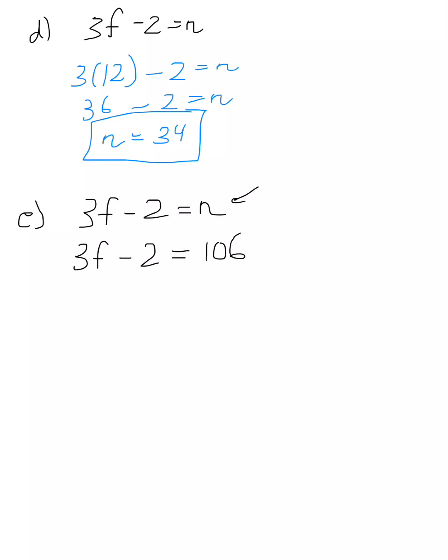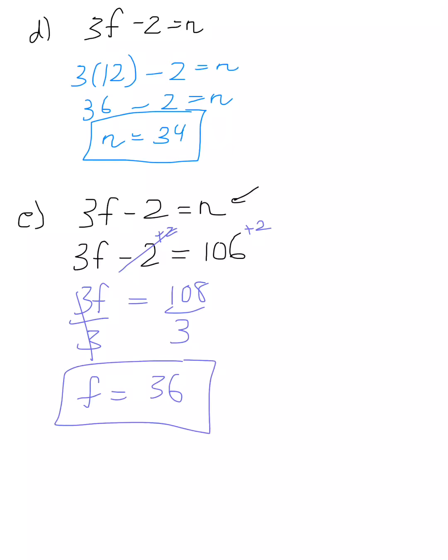So basic algebra here. So we'll add 2 to both sides. So I get 3f equals 108. Divide by 3. Divide by 3. And we get f equals 36. So the 36th figure, if I drew 36 of those things, would have 106 squares.